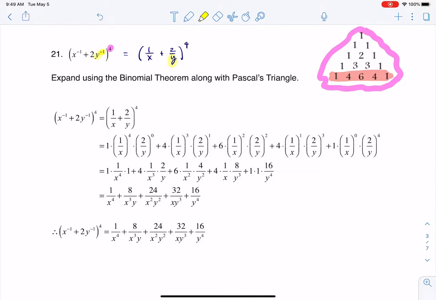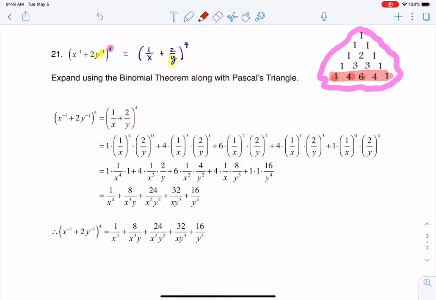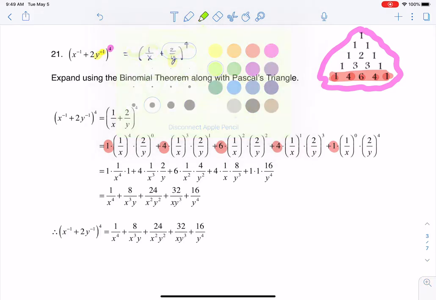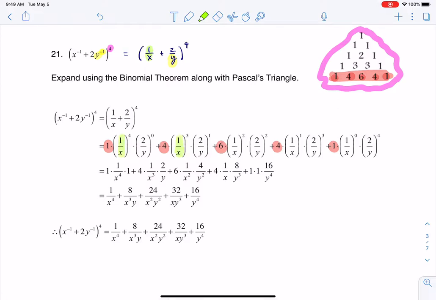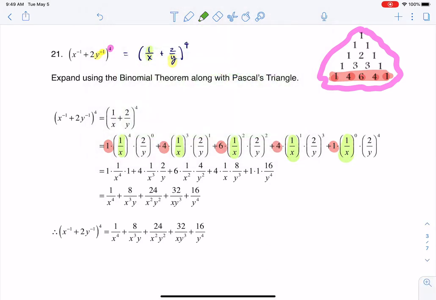All right, so then how Pascal's triangle plays out is we're going to use those coefficients of 1, 4, 6, 4, 1. And you can see it here, 1, 4, 6, 4, 1. Then I'm going to take this first term of 1 over x. So you see 1 over x, 1 over x, 1 over x, 1 over x, 1 over x, but we need the powers on that to decrease. So I start at 4, 3, 2, 1, 0.